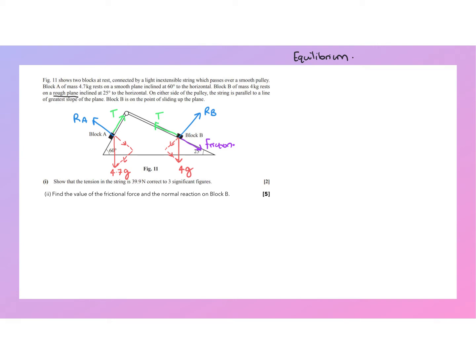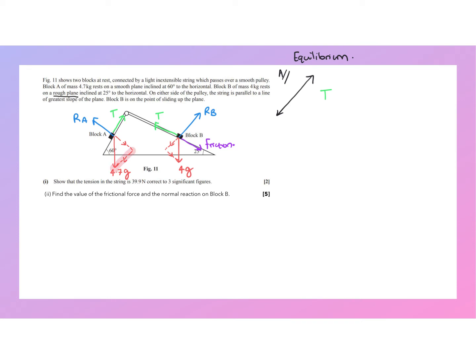Now, if we look at block B, there are two unknown forces, tension and friction, acting. So it's going to be very difficult for us to really find out more about block B. So what we need to do is focus on block A. And we know forces are balanced. So what I'm going to do is look at forces that are parallel to the slope acting on block A. So up the slope, we have the tension. And that is balanced by this component of the weight acting down the plane.